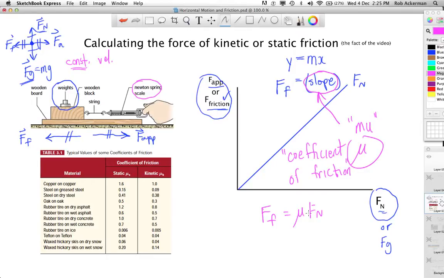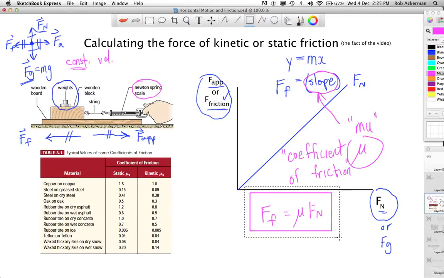Coefficient being a number like you learned in math class. Ff equals mu Fn is the formula for calculating the friction force based on the normal force acting on an object and some constant. This, by the way, is the fact of the day. Make sure you memorize this formula.